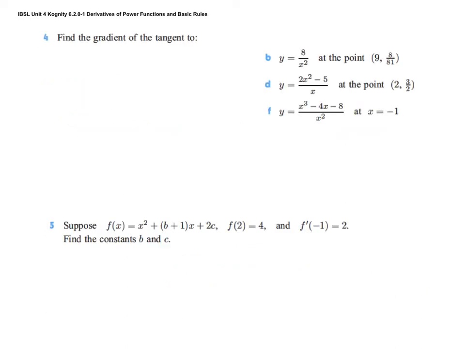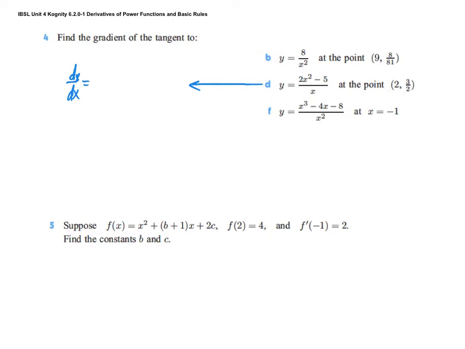Okay? What do you mean by the gradient of the tangent for question number 4? Okay, that's a good question. So, the gradient of the tangent. Gradient is another word for slope. Okay? Gradient is another word for slope. Now, we said that the derivative gives us the slope of the tangent line at a specific point. So let's look at D here, okay? If I want to find the slope of this graph at the point (2, 3/2), then what I need to do is find dy dx.